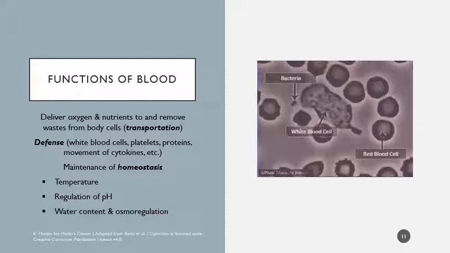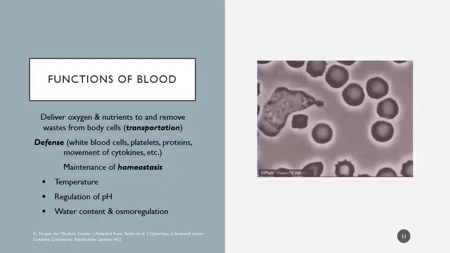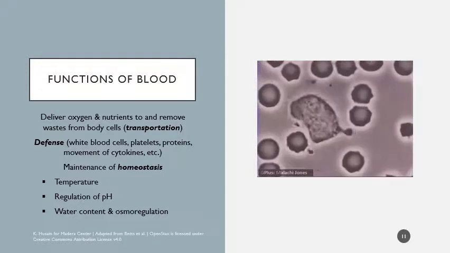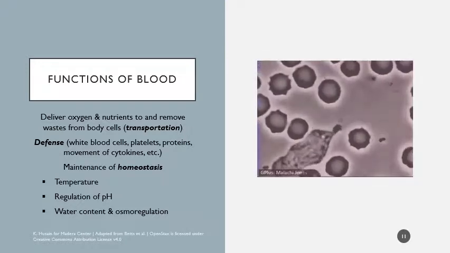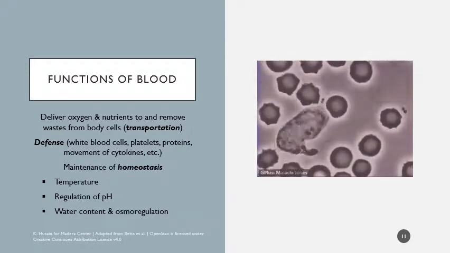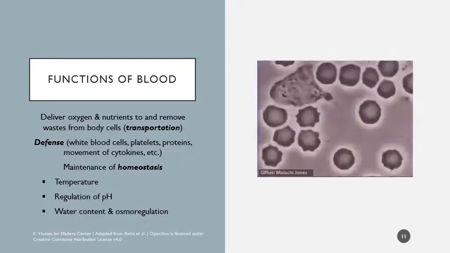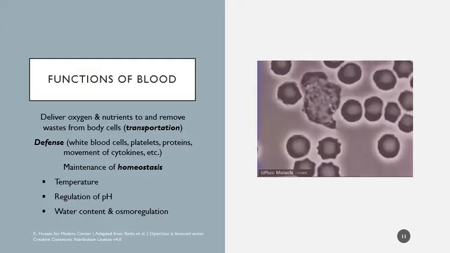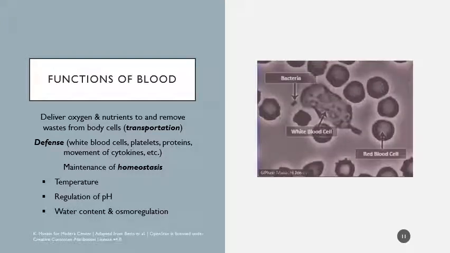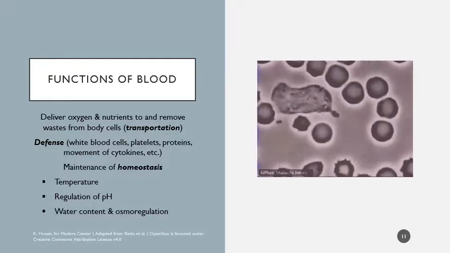And then blood is also crucial for regulating water content, so osmoregulation. Again, those anemia and polycythemia values often represent changes in the plasma fraction, that water content. That is also a huge thing that we're going to talk about when we cover homeostasis and excretion in terms of blood filtration.